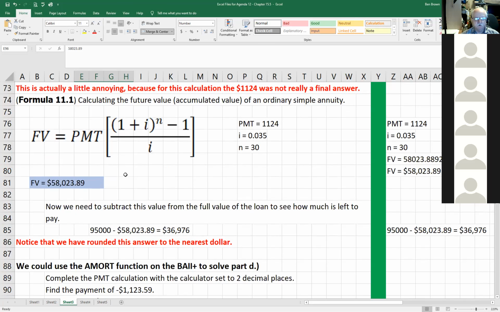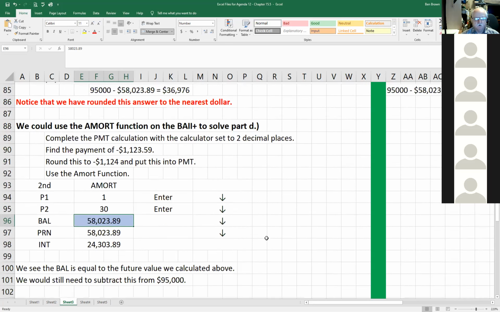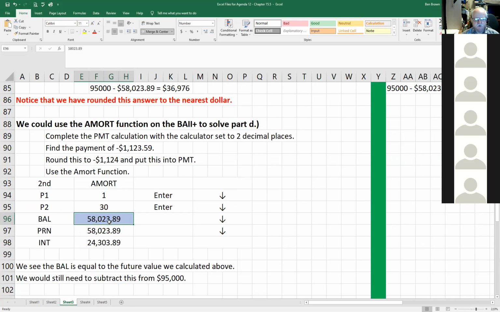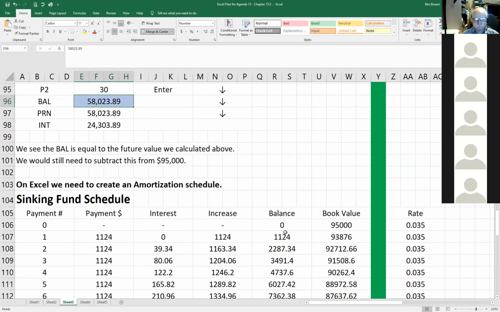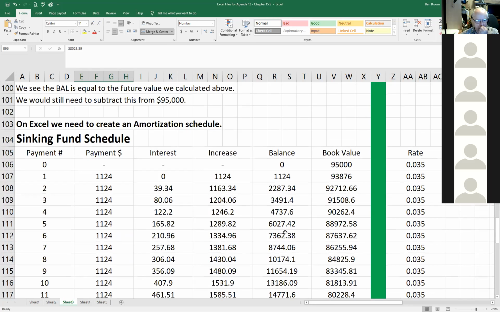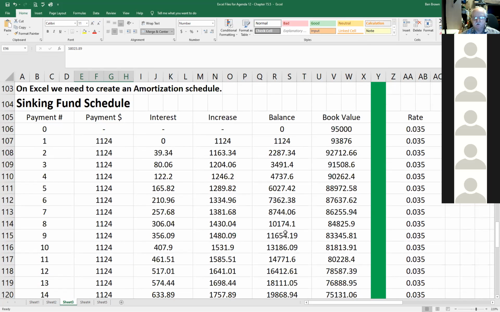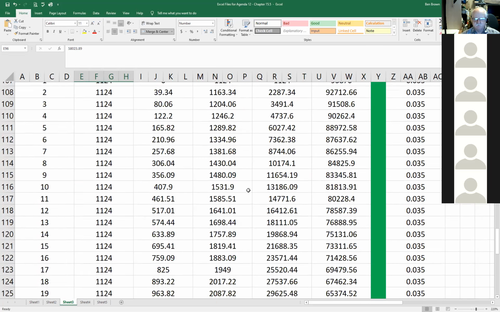So you could use this formula, or you could use the amort function. You'll get the same balance after 30 periods. And it's also useful to make sure you know how to calculate or create the amortization schedule, which is now called a sinking fund schedule.